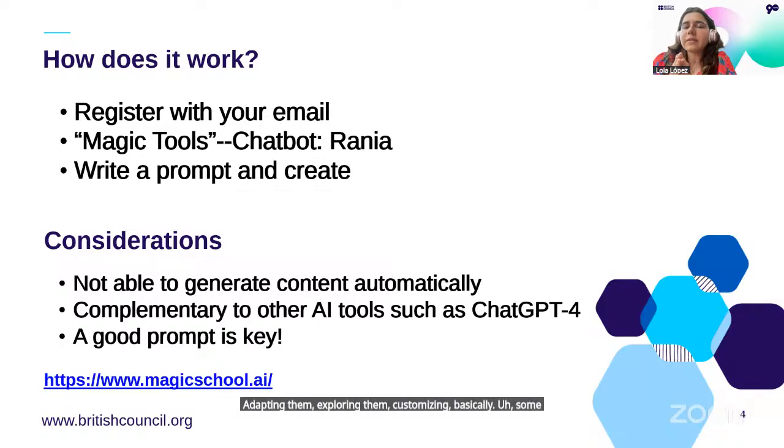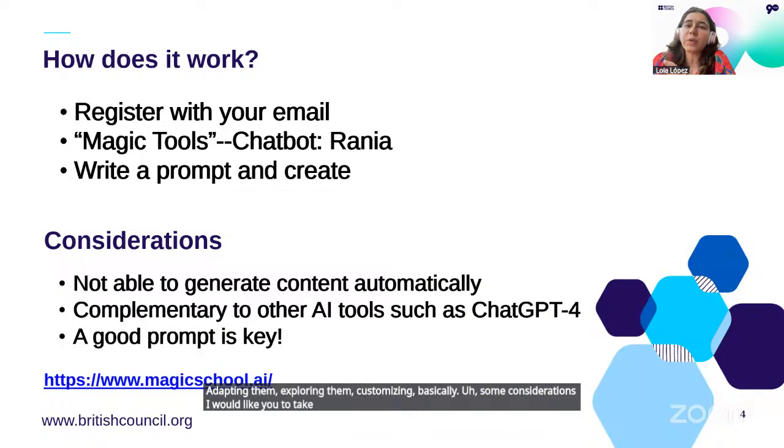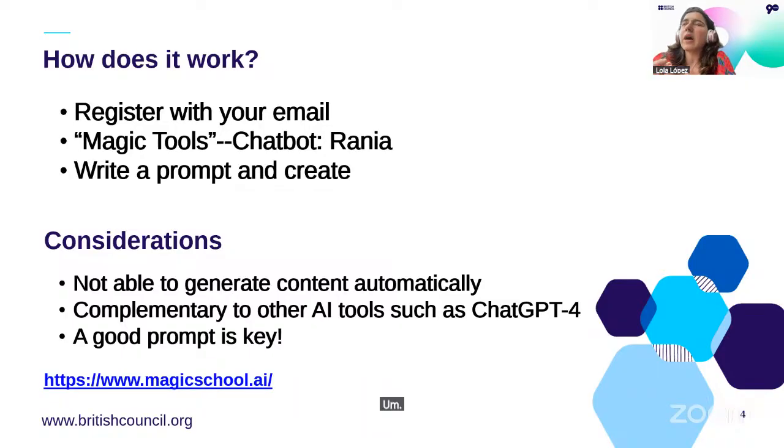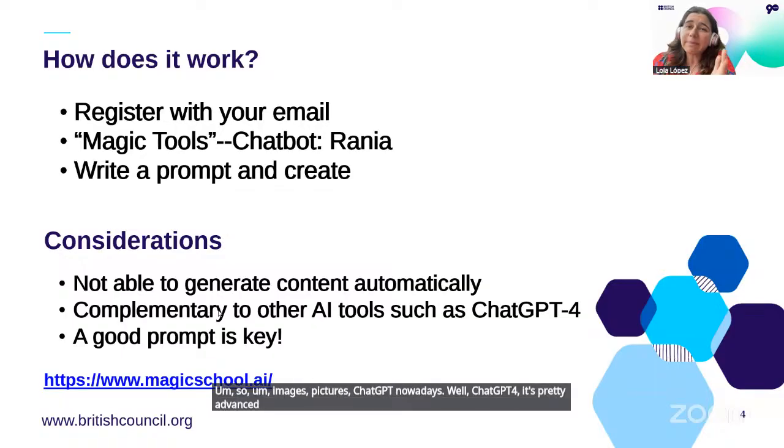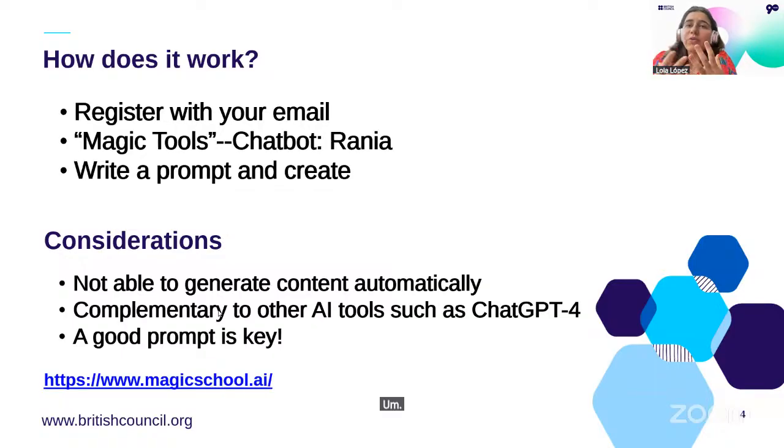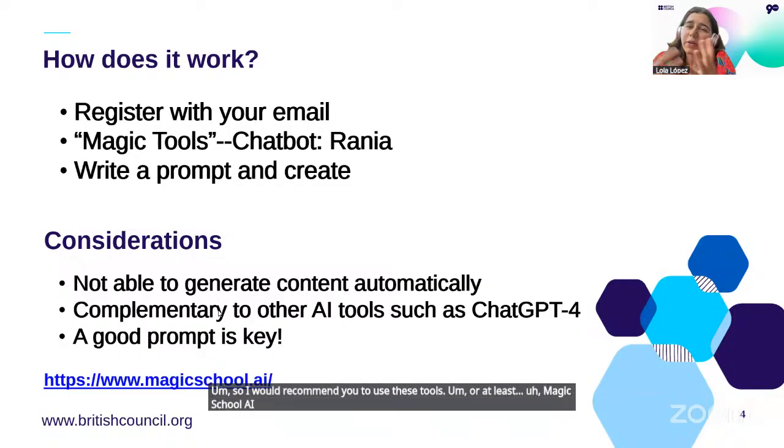Some considerations I would like you to take into account: it's not able to generate content automatically, content such as videos, songs, images, pictures. ChatGPT 4 nowadays is pretty advanced and complete. So I would recommend you to use these tools or apps, Magic School AI, to complement other apps, and also to use a good prompt. That's the key, that's essential.